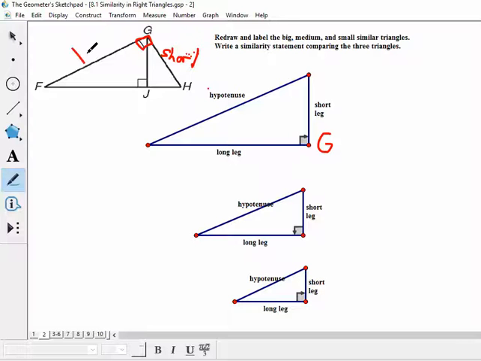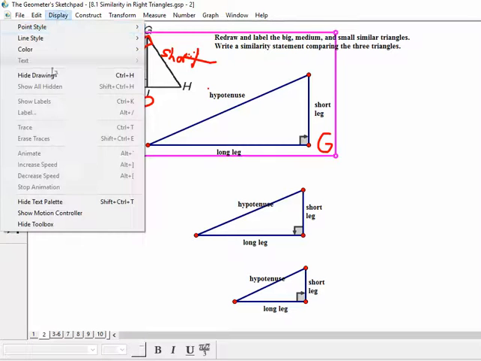Here's the long leg. And this is the hypotenuse. So you have to make sure that you put the letters in the correct spot so that your triangle matches that triangle, even though it's flipped around and not oriented the same way. And then your middle triangle is, I'll change my color again.